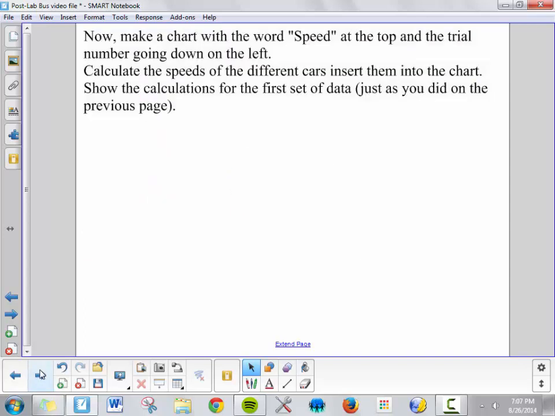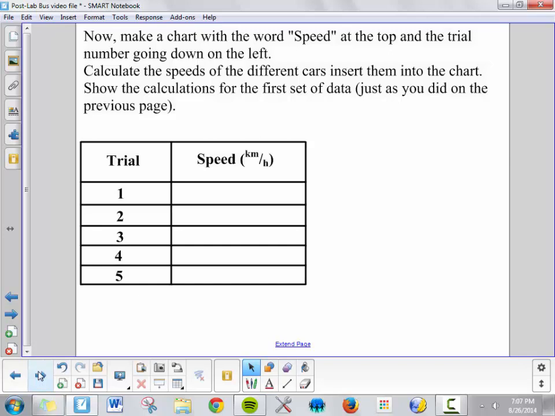Finally, you're going to make a chart that lists all of your data and your findings. What you'll want to do is go ahead and put the word speed at the top, trial number along the left-hand side, and insert those values into the chart. It should look something as simple as this. Do make sure you apply or show the calculation for one trial. I know you've already done it, but we want to see it again. So please show that work that you did on the previous page.